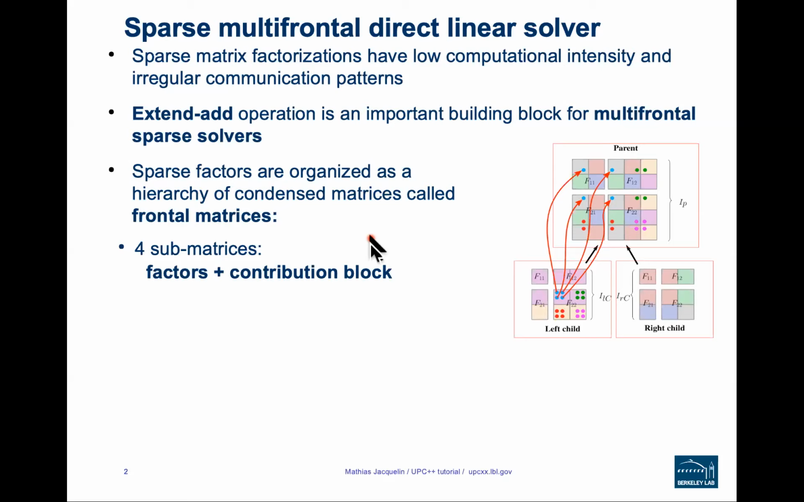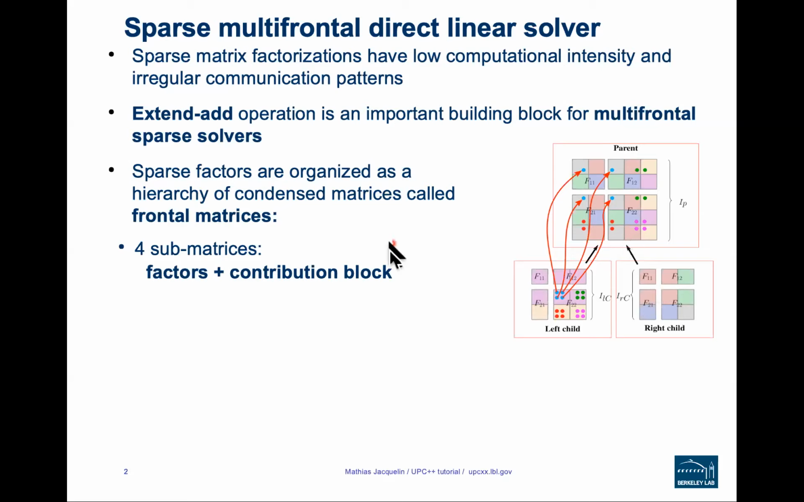So multifrontal algorithms are a particular type of factorization in which the sparse matrix or the factors corresponding to a sparse matrix are seen as a hierarchy of condensed matrices called frontal matrices. So on the right here, you have what we call an assembly tree of 3 frontal matrices. And basically, all you have to take away from this is that there is a parent-children relationship.